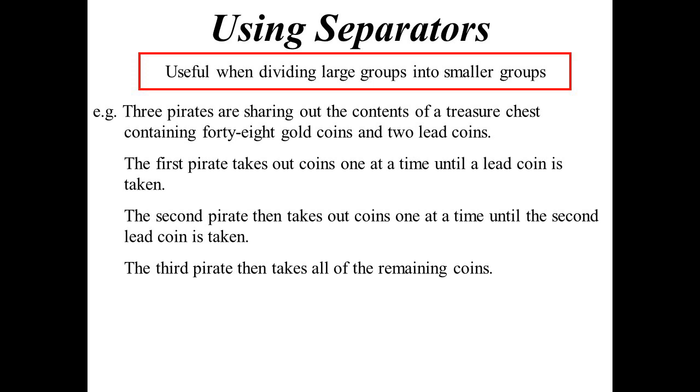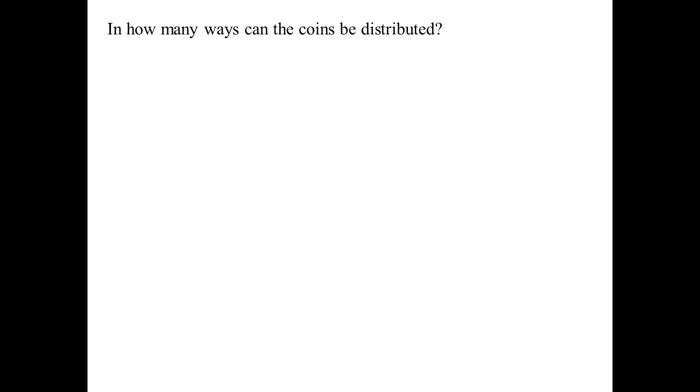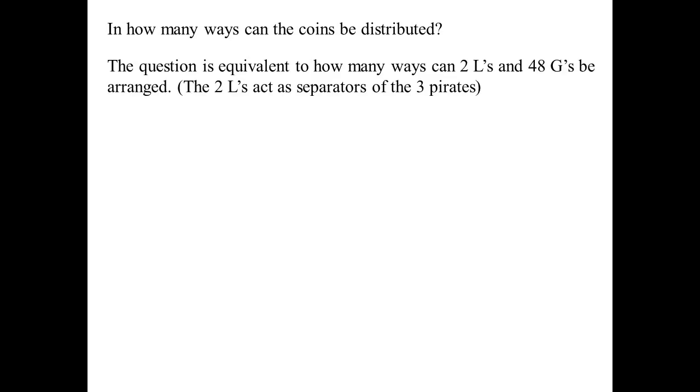Then the second pirate comes along and starts taking out coins, as many as he can take out, until he hits the other lead coin. And that's how many coins he can have. And then the last pirate gets whatever's left. How many ways can we distribute these coins then? So we've got these 48 coins we have to distribute amongst the 3 pirates. We can now change the question.